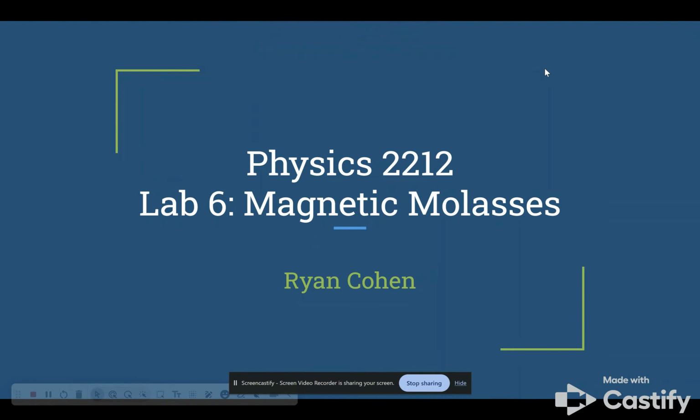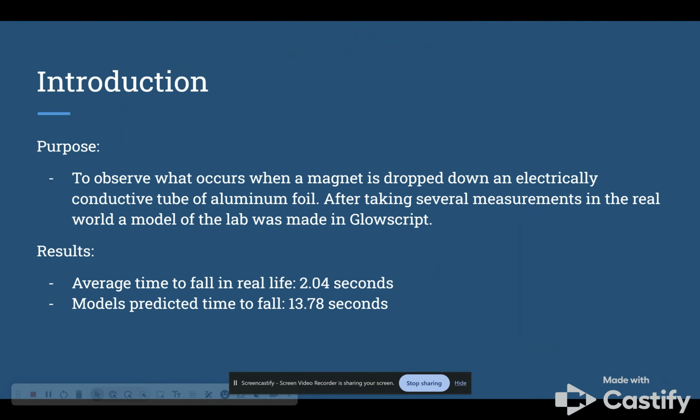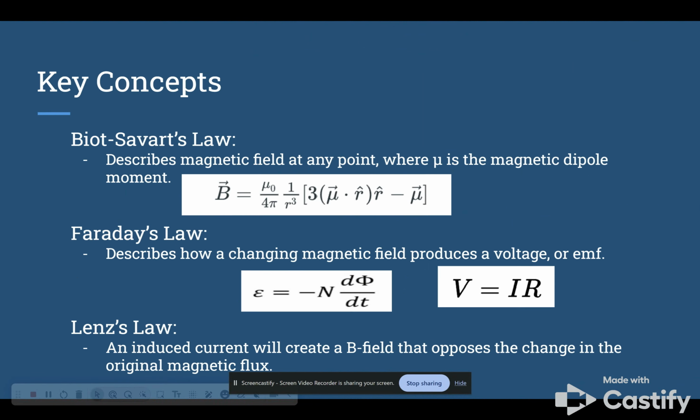All right, this is Lab 6, Magnetic Molasses for Physics 2212. The purpose of this lab was to observe what occurs when a magnet is dropped down an electrically conductive tube of aluminum foil. After taking several measurements in the real world, a model of the lab was made in GlowScript. The results were that the average time it took to fall in real life was 2.04 seconds, and the model's predicted time to fall was 13.78 seconds.